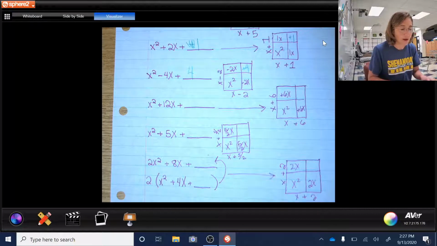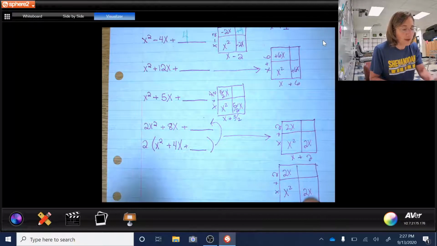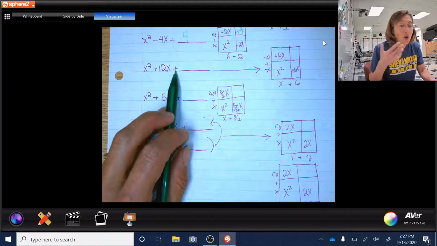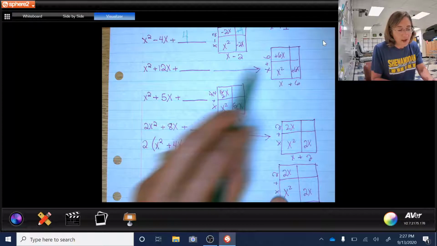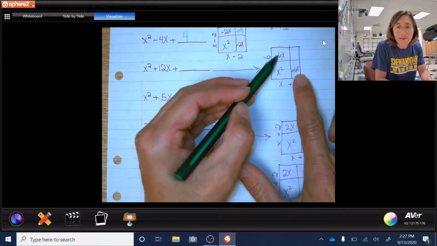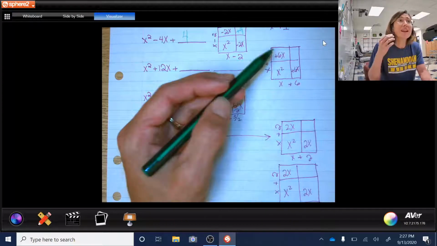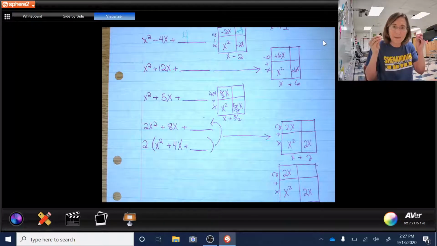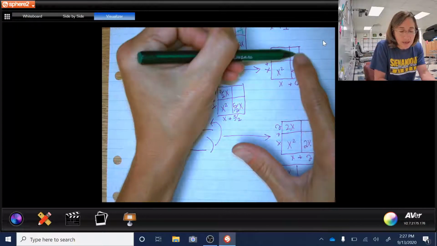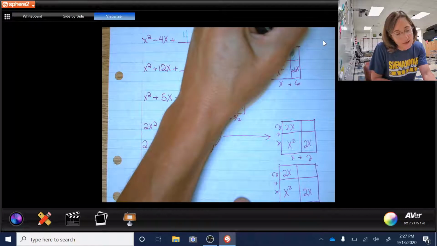For the x squared plus 12x plus whatever, when you need to complete that square, I have my x squared. I took my 12x's and split them evenly, 6x and 6x. When I say split them evenly, it's like you're dividing by 2. You're splitting them into 2, half for the length and half for the width. And then to complete this square, this will be a 36.